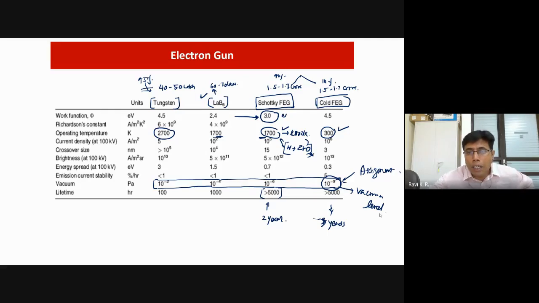The advantage you are gaining is very little. If you look here, the crossover size is 15, here the crossover size is 3. It doesn't make much difference. If you compare 10 power 5 and 10 power 4, that means one order. So 10 and 3 are not actually significantly different. That means you're not getting additional resolution in the cold FEG. That is the reason, because you have to spend such a large quantum of money for installation.